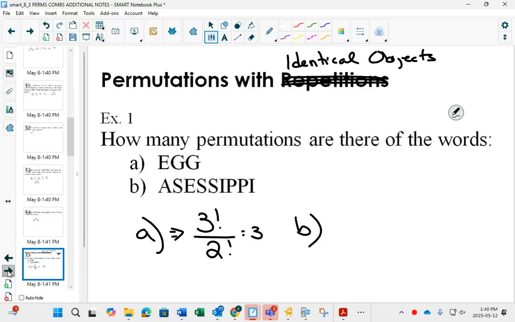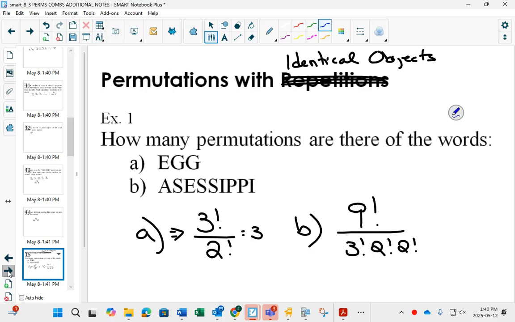In Mississippi, well, normally 1, 2, 3, 4, 5, 6, 7, 8, 9. Normally, if they're all different letters, you have 9 factorial. But we have 3 S's, so we have to divide by 3 factorial. We have 2 I's and 2 P's, so we have to divide by 2 factorial for the I's, 2 factorial for the P's. E happens once, the A happens once, so this is good.